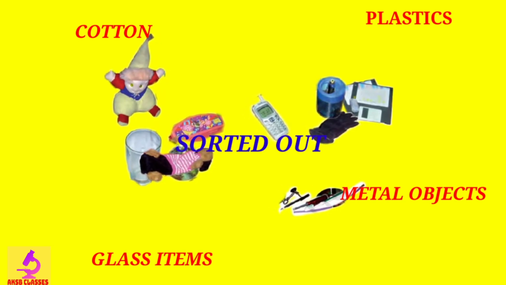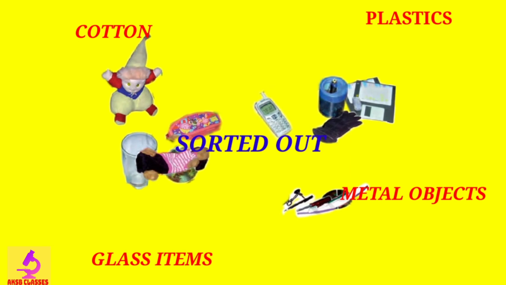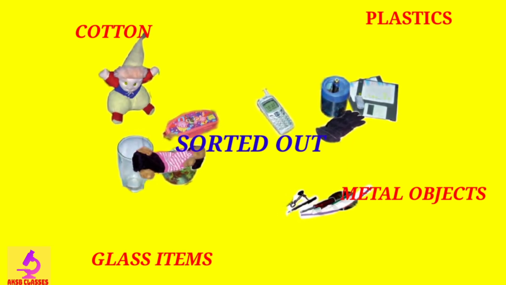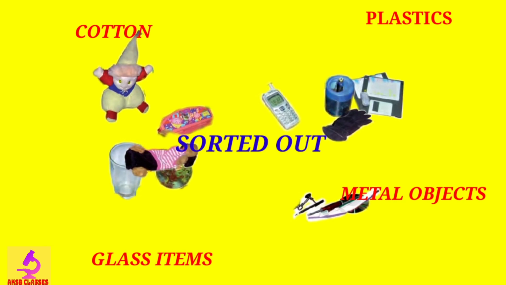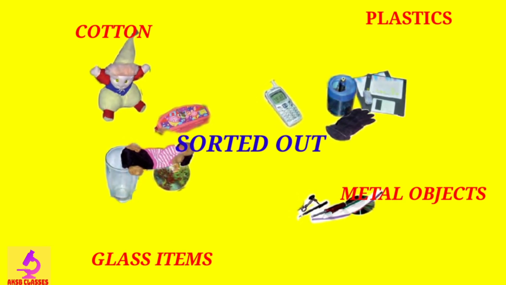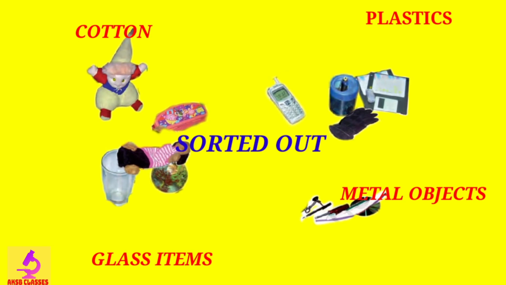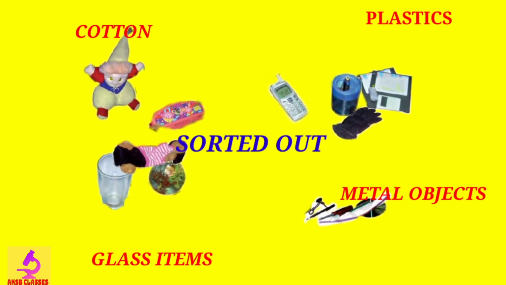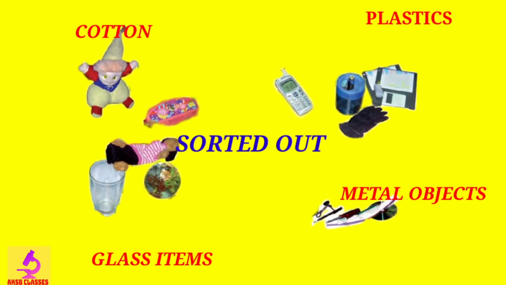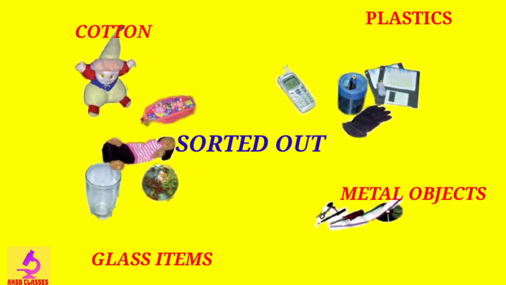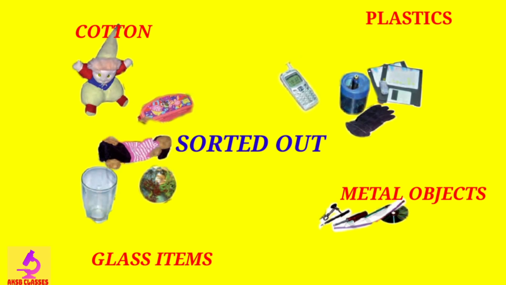We can observe so many things that are made up of glass, like our spectacles, our drinking glass, our paperweight, our window pane. So we can observe in our daily life so many things that we are going to utilize are made up of glass.